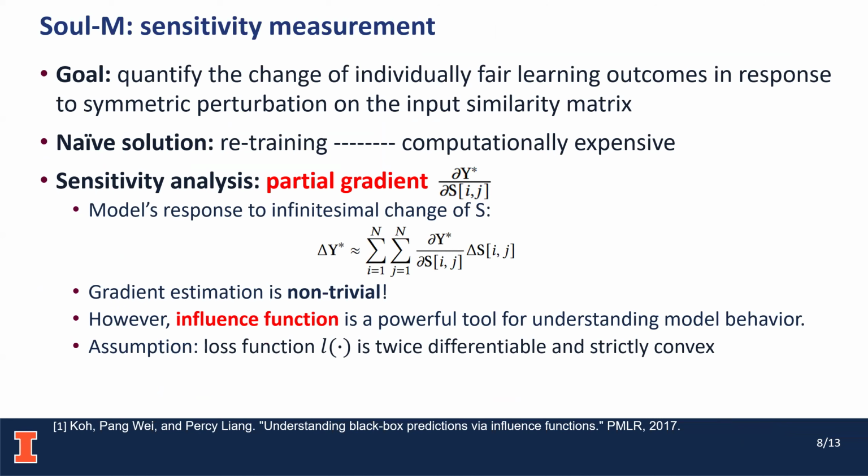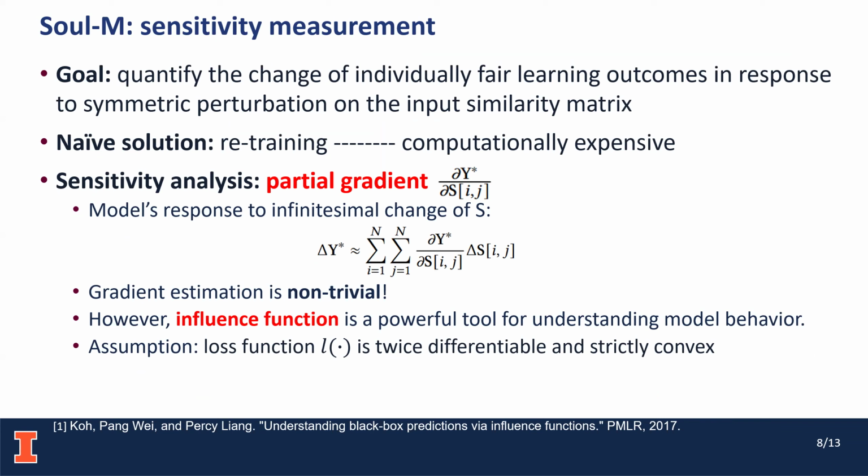First of all, we will focus on the SOM part, where we want to measure and quantify the change of individually fair learning outcomes in response to a symmetric perturbation on the input similarities. Obviously, there's a naive solution, which is retraining. However, we want to point out that this is very computationally expensive, which is not tractable. So we resort to local sensitivity analysis, which uses the partial gradient and estimates the model's response to an infinitesimally small change in S by using the first order Taylor expansion.